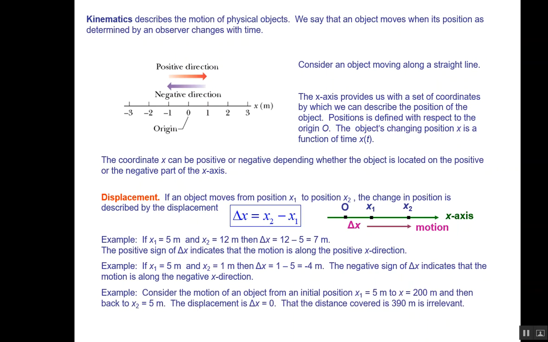Let's consider the motion of an object from an initial position of 5 meters to x equals 200 meters, then back to 5 meters. The displacement is 0, because your x2 is 5 meters and your x1 is 5 meters. 5 minus 5 is 0, so your displacement is 0. Even though in between it moved out to positive 200 meters, or let's see, initially it moved 195 meters, and then it moved 195 meters back for a total distance of 390 meters, that is irrelevant. That is distance. We are talking about displacement.